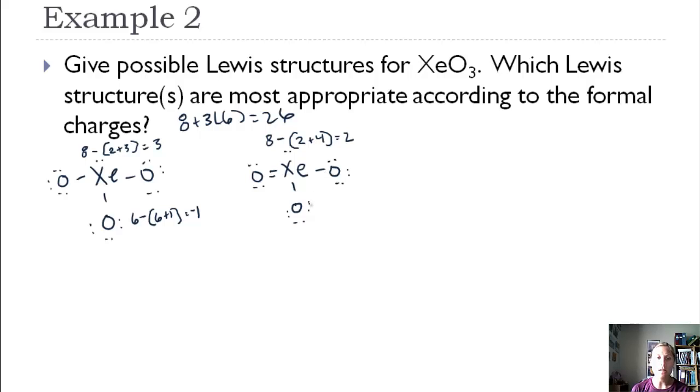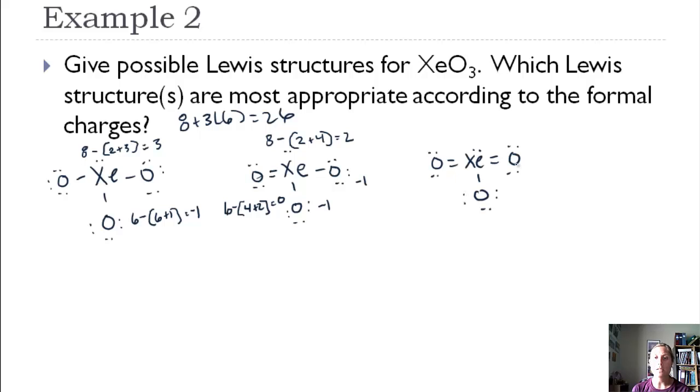And then these single oxygens are just like the previous one that we did, so -1 and -1. And then for this oxygen, 6 free minus, let's see, 4 lone pairs and 2 bonds. And so we've got a 0. So this one's pretty good, but then we've still got -1s and 2s. So then if we go to the next type of Lewis structure, we could have 2 double bonds. And then we could have some resonance within that. And then we've got a lone pair on the xenon.